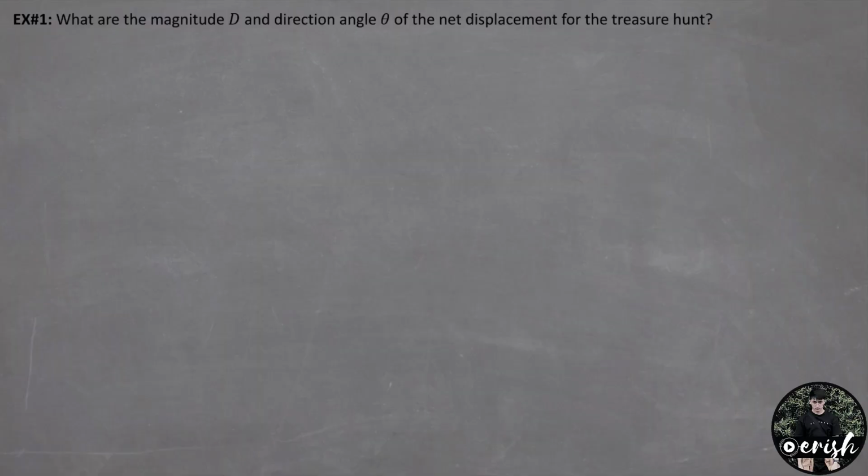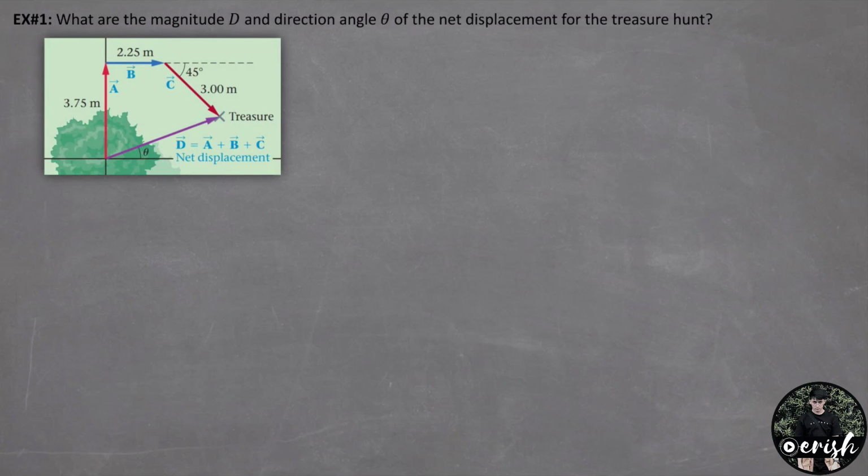Example number 1, what are the magnitude D and direction angle theta of the net displacement of the treasure hunt na makikita natin in this figure? As we can see, in this problem, hindi lang dalawang vector ang ipag-add natin but 3. We have vector A plus vector B plus vector C. Pero, take note na kahit gano'ng kadami yung vectors na pag-a-add natin is, same process pa rin ang gagawin natin.